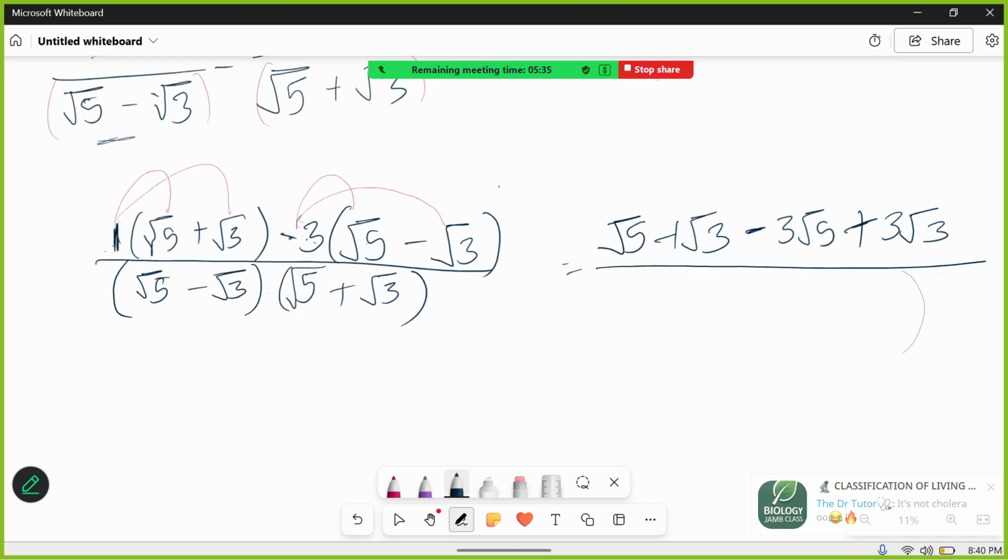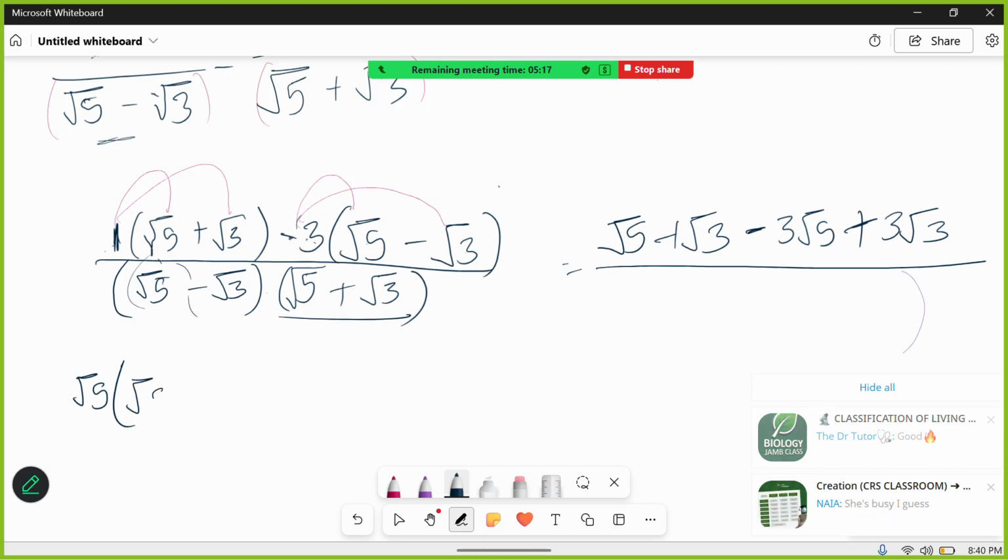Although this looks like a rationalization problem, where we will have to square this one and square this one, let me show you the process manually. Manually, what you do is just pick that root 5 out and multiply it with everything here.